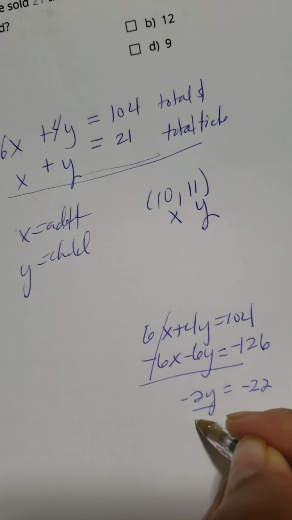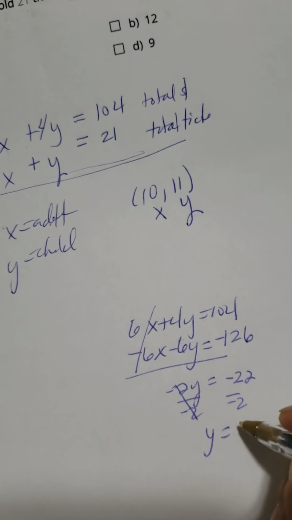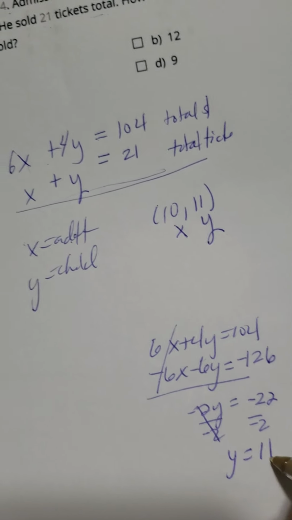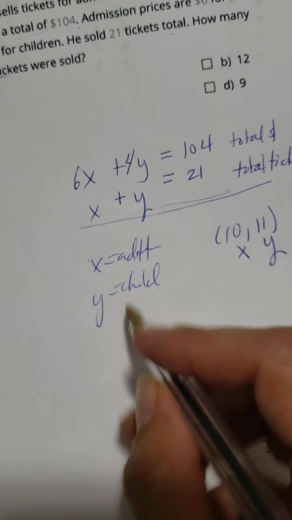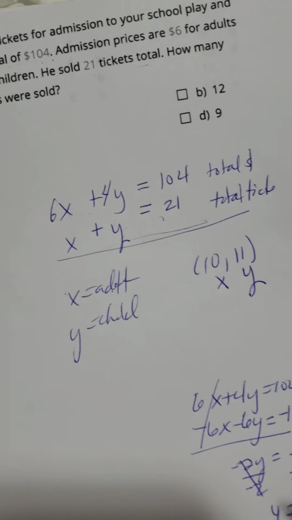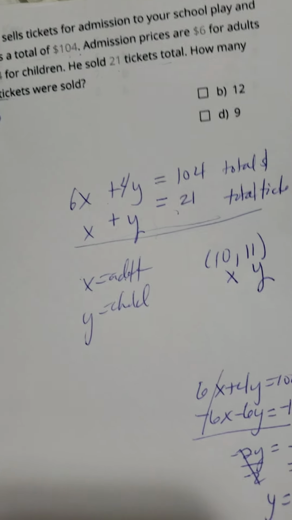Then we divide both sides by -2, and this actually ends up giving me my y. So I can get the y and plug it back in here. So I know that x plus y equals 21. And if y is 11, then x has to be 10 because 10 plus 11 is 21.